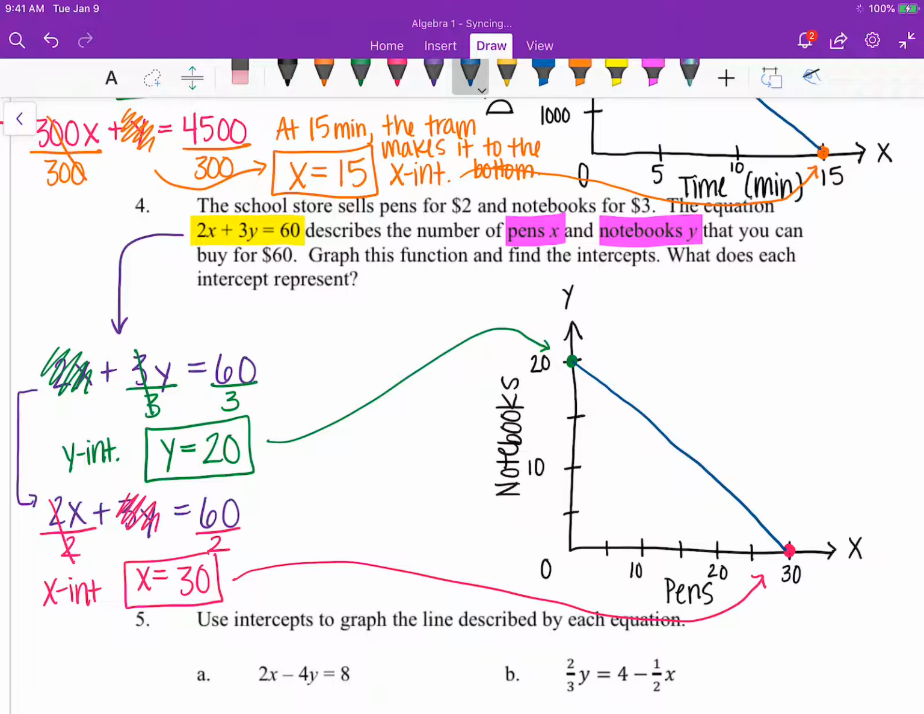And there it is. The only other thing that we need to do is say what each of them stand for. So my first one right here, my y-intercept that I put in green, that one is at x equals 0. So that means 0 pens are sold. Because the x would be 0 there. Then 20, that would be y as my notebook, so 20 notebooks are sold.